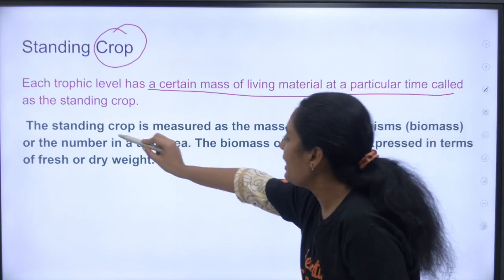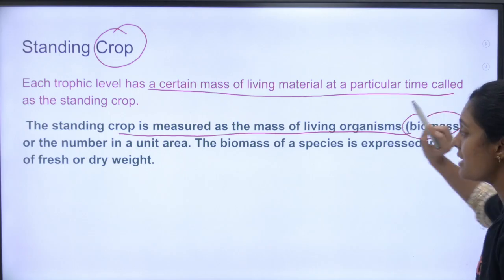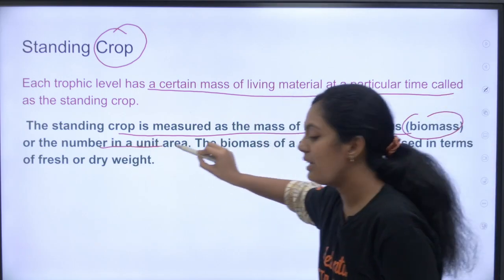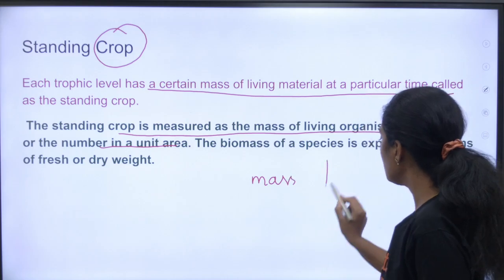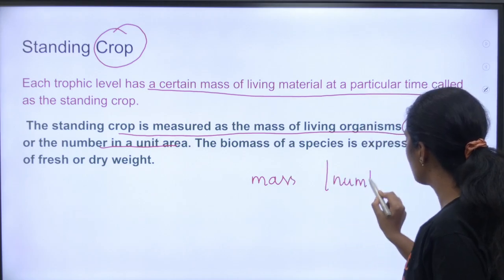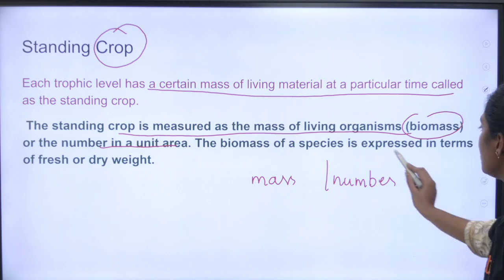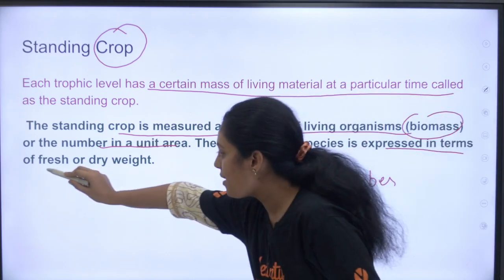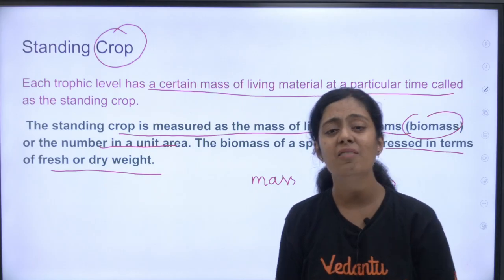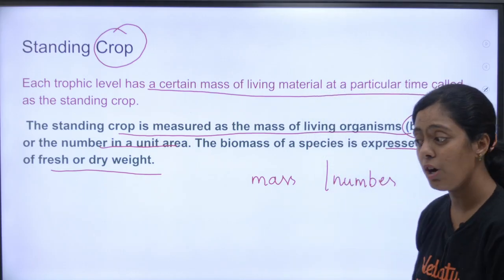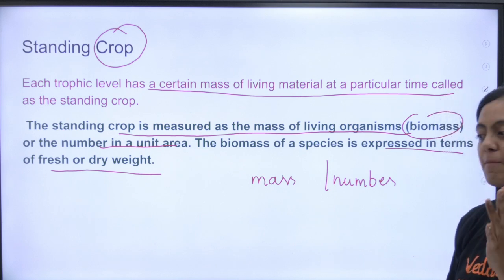Okay, the standing crop is measured as the mass of living organisms, that is biomass, or the number in a unit area. We either measure it in terms of mass, or in terms of number. Okay, so the biomass of a species is expressed in terms of fresh or dry weight. Fresh weight means it includes water, dry weight means it does not include water. All these lines are possible questions in your exam, pasangala.